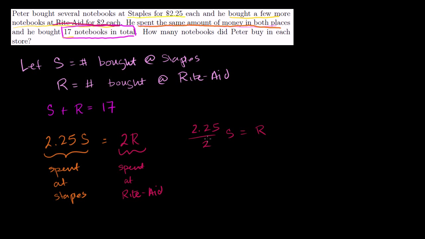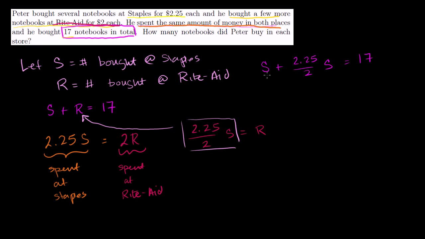So if you take this value and you substitute it in for R right there, this equation becomes S plus, instead of an R, we have 2.25S over 2 is equal to 17. And let's just simplify. The coefficient on S is just 1, so we could view this as 2S over 2. We have a common denominator. This is the same thing as 4.25S over 2 is equal to 17.